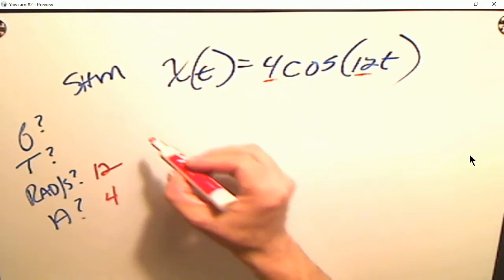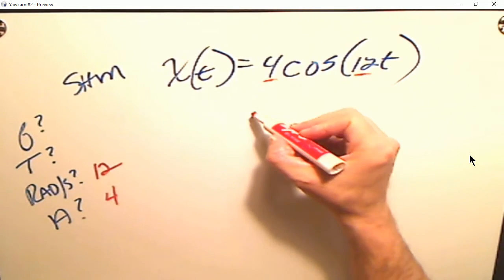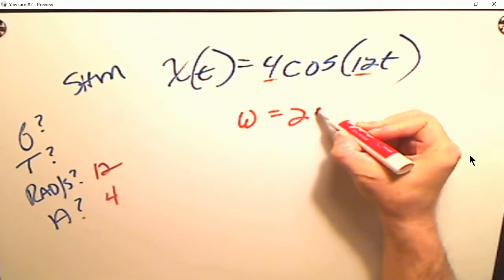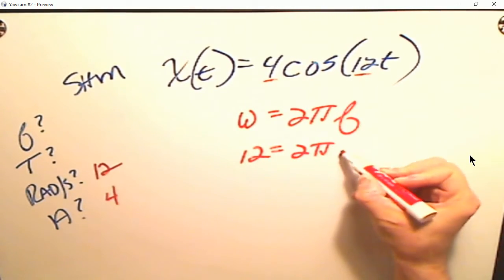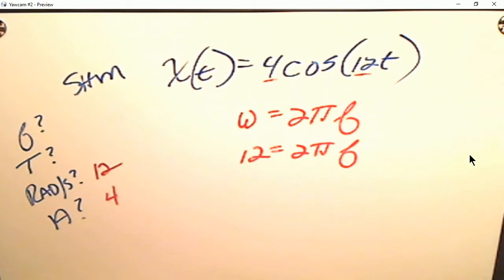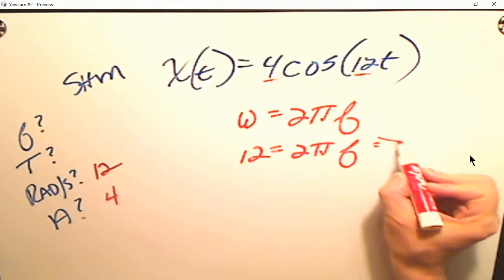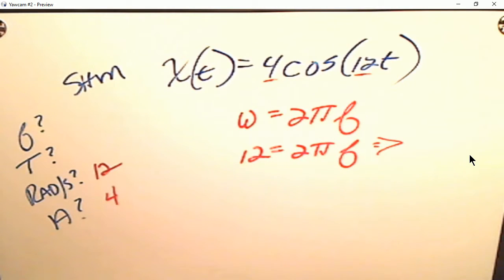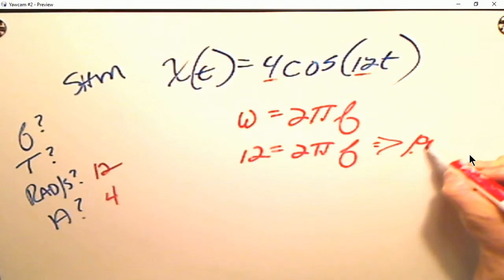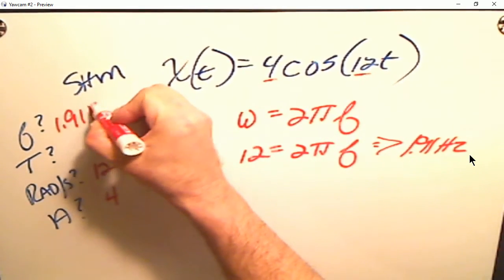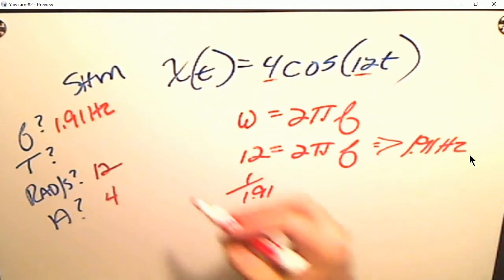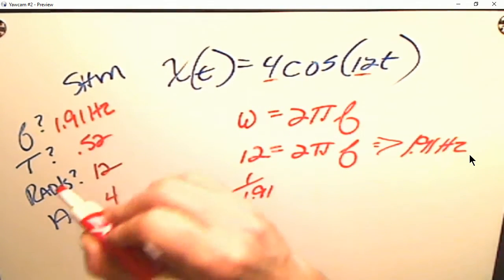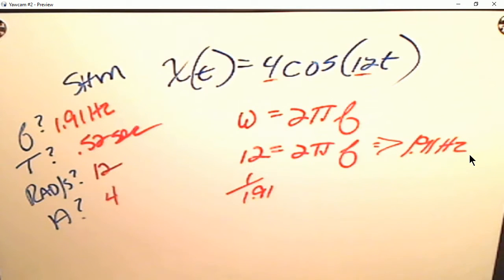Frequency. Well, I know that omega is equal to 2 pi times the frequency. And so if I know that omega is equal to 12, frequency then is just 12 divided by 2 pi, right? 1.91 hertz. And of course the inverse of that, 1 over 1.91, is approximately 0.52 seconds. Fair enough.